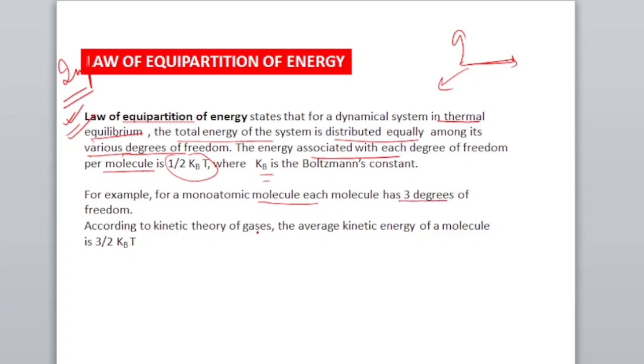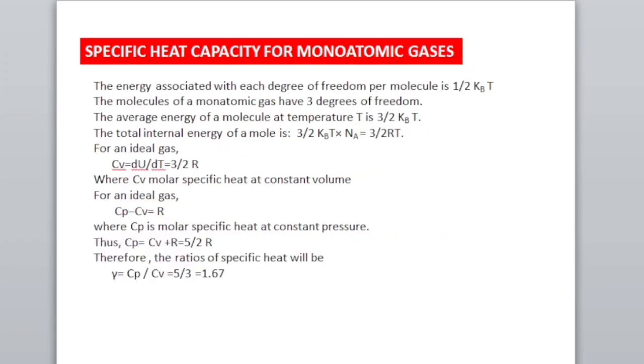So according to the kinetic theory of gases, the average kinetic energy of a molecule with 3 degrees of freedom is 3/2 kBT. Each degree of freedom has half kBT energy. So it has 3 degrees of freedom, and the total average kinetic energy becomes 3/2 kBT. And on the basis of this law of equipartition of energy, you have to find the specific heat capacity for monoatomic gas, diatomic gas and triatomic gas. Very important topic also.